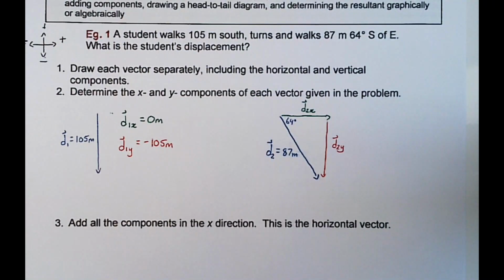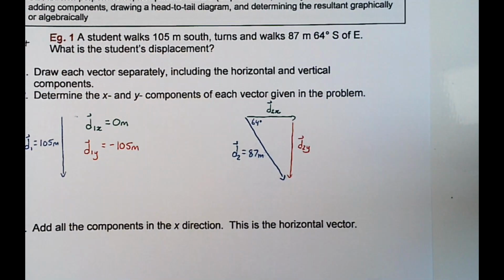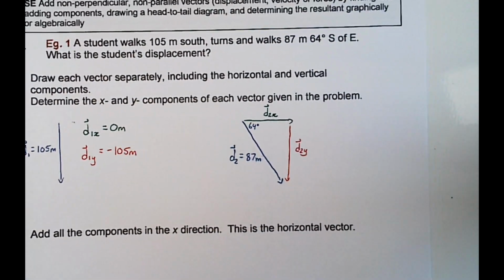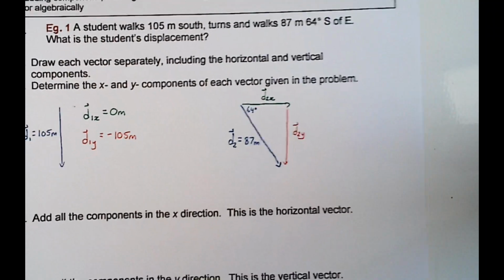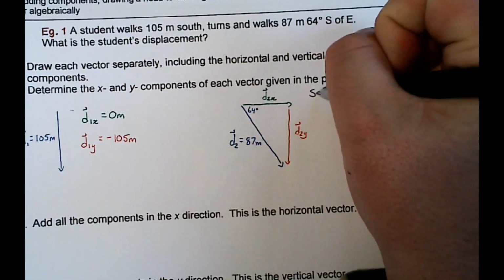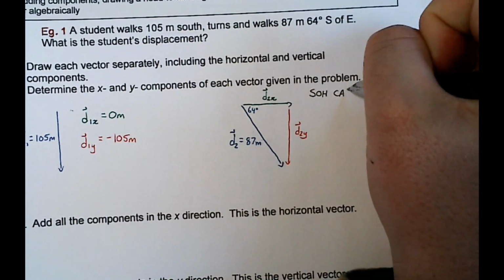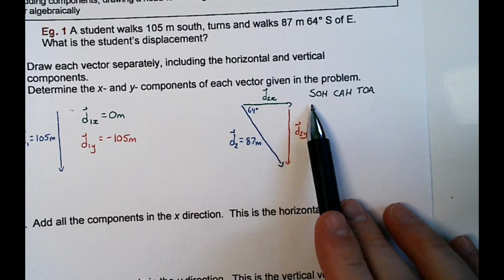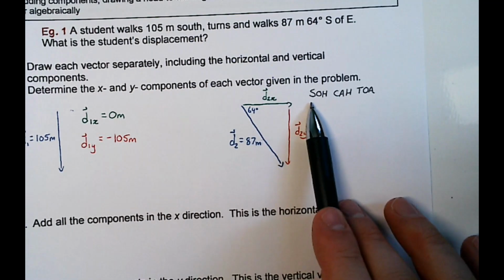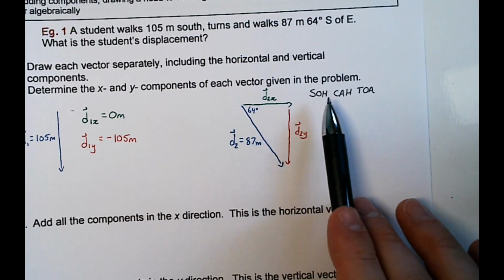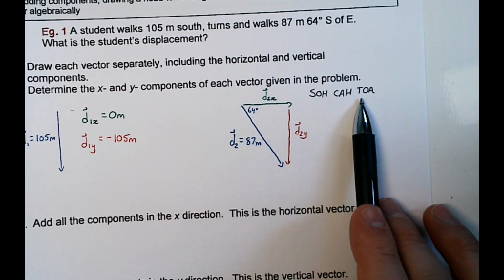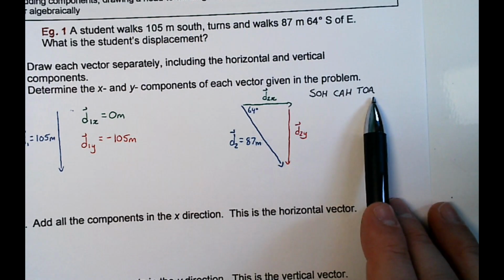In displacement 2, we have a little bit more work to do. We are given a hypotenuse and we are given an angle. Remember, we have our trigonometry rule that we can use that we've called SOHCAHTOA, meaning that we are going to use sine if we have the opposite and the hypotenuse, cosine if we have the adjacent and the hypotenuse, and tangent if we have the opposite and the adjacent.